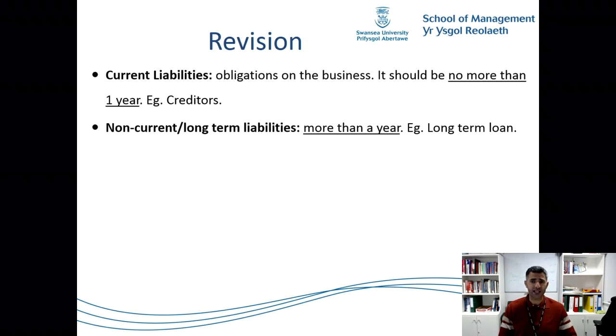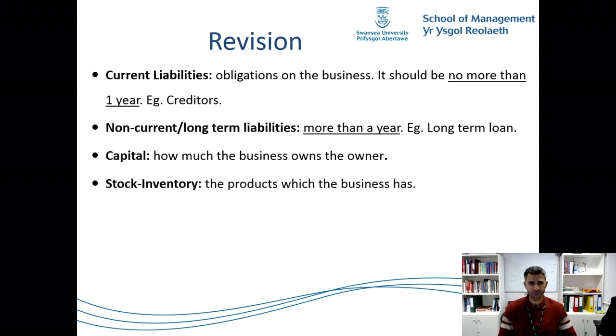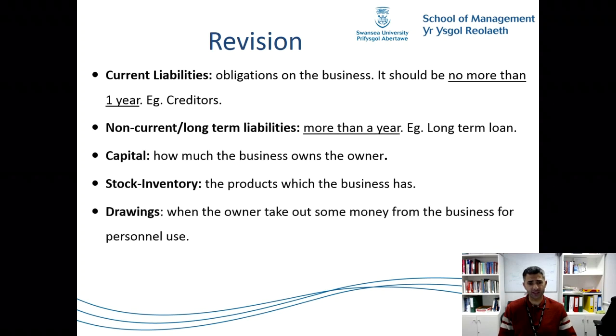So how about the non-current liabilities? The non-current liabilities, it's obligation on the business for more than 1 year. For more than 1 year. And the main example would be the long-term loan. In terms of financed by, or capital, or equity, how much the business owes the owner. That means capital, equity. Stock inventory, we did explain it.